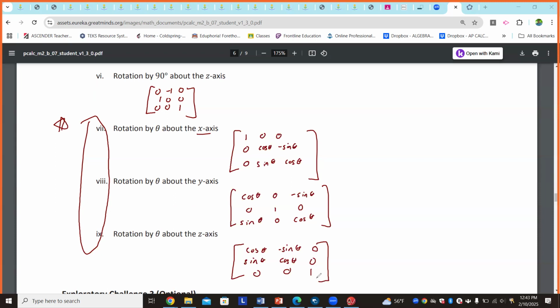All right, so the last part, if you flip to the very end there, it says describe the geometric effect of all these.